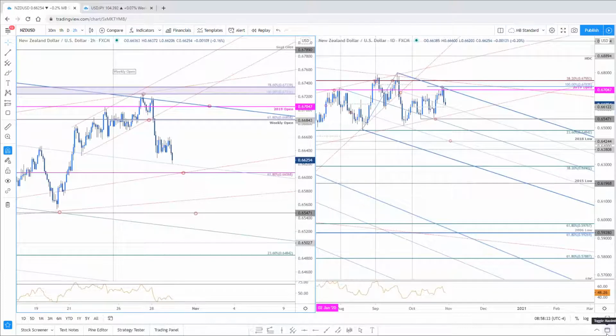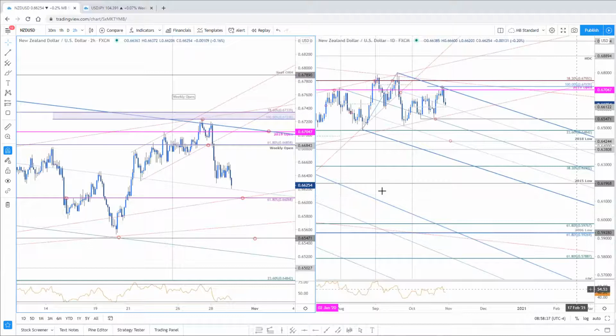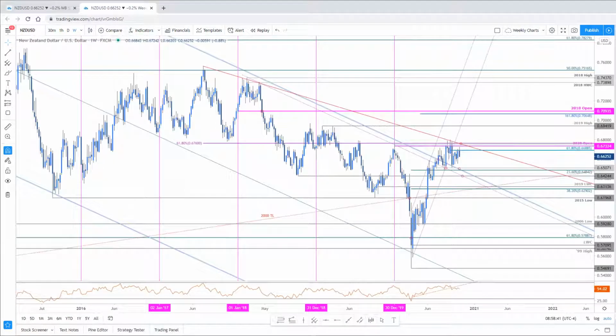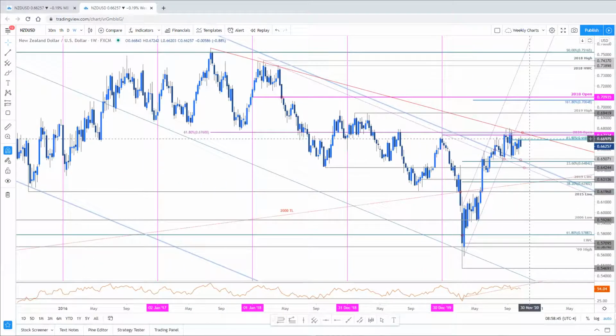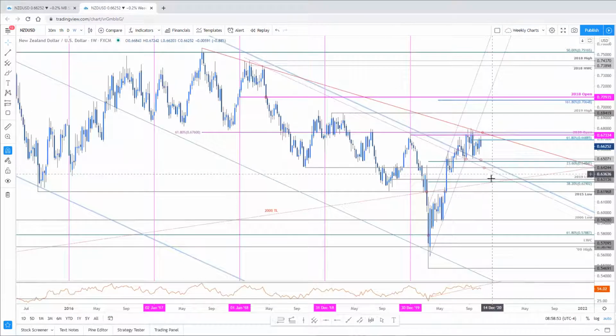Questions on Kiwi? Here's the Kiwi weekly chart. Look at that. I mean, 618 of the drop, couldn't get a weekly close above. Nice reversal. See if we can follow through on this. Again, dollar strength, right, on the way down.